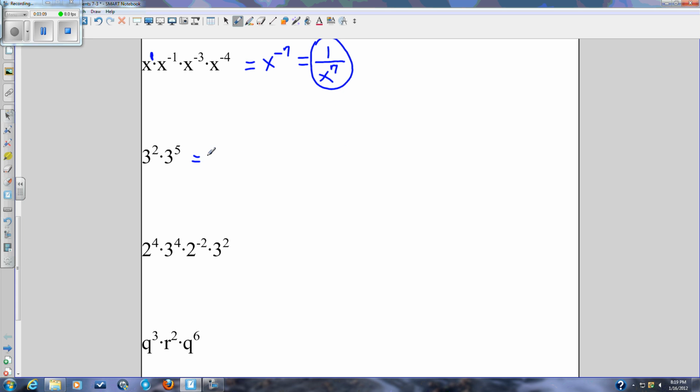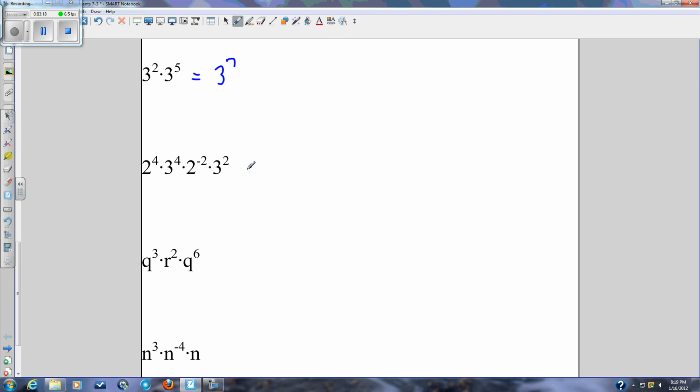Next, 3 to the 2nd times 3 to the 5th. Add your exponents together, so we have 3 to the 7th. Next, 2 to the 4th times 3 to the 4th times 2 to the negative 2 times 3 to the 2nd. Add together the exponents on the 2. So we have 4 plus negative 2 right here. 4 plus negative 2 gives you positive 2, so we have 2 to the positive 2. On the 3's, 4 plus 2 gives us 6, so we have times 3 to the 6th.